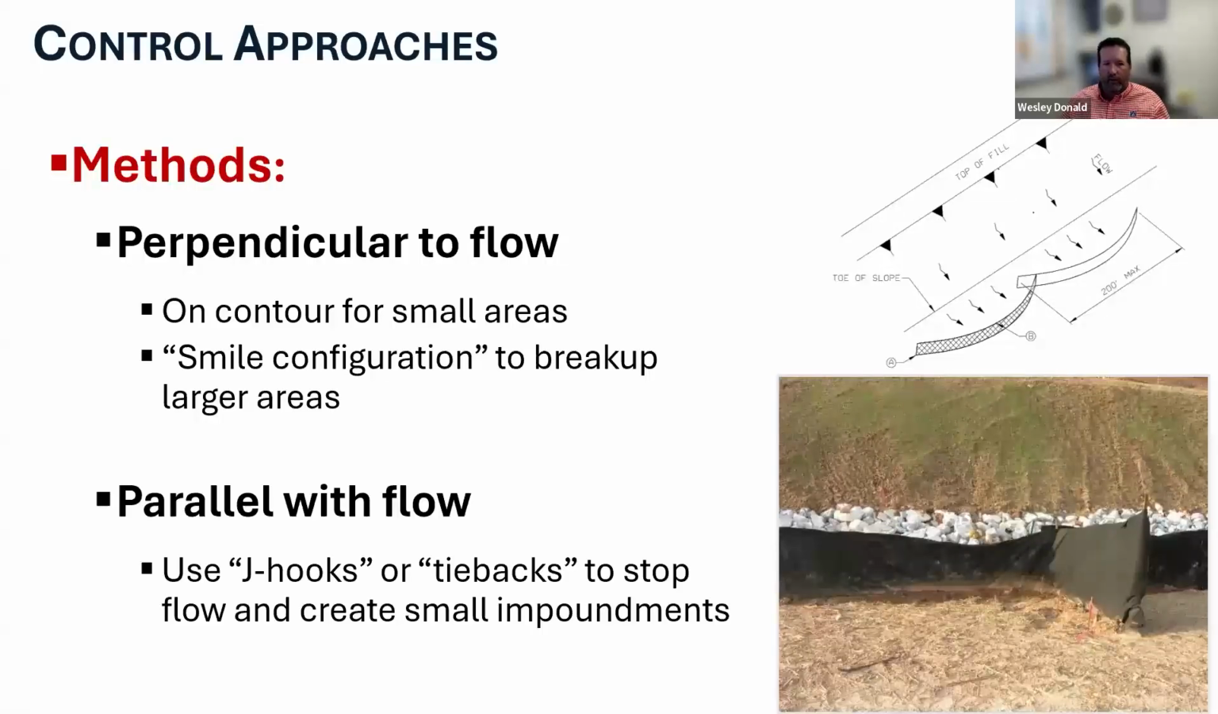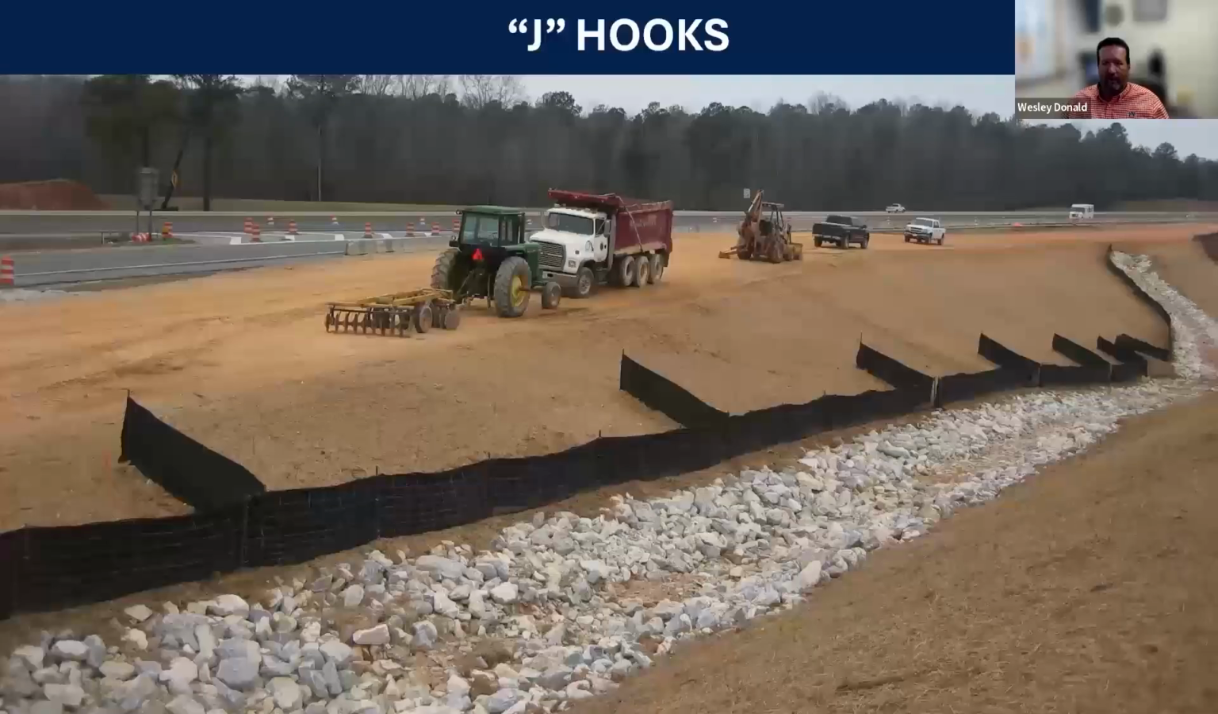Again, what are other control approaches that we have? Well, when the silt fence is perpendicular to flow, smile configurations are going to be key. When it's parallel to flow, things like J-hooks and tiebacks are going to be beneficial. So, these are common areas that you see on a project. We have a slope where water's going to run down it. It's going to hit the fence, but there's also a lateral slope to it where water isn't just going to stop against that fence. It's going to continue downstream to the bottom of the hill where the channel is.